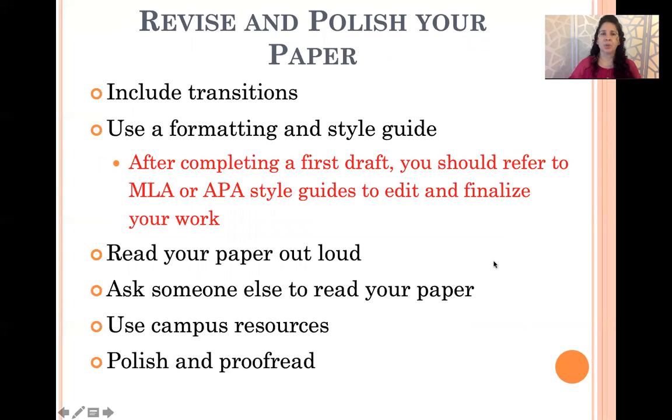All right, so we want to here revise and polish our paper. Include transitions. What is a transition? A transition is the way that you go from sometimes one topic or subheading to another. So I just finished talking about how devastating Alzheimer's disease can be. I talked about all the consequences of it. How do I transition into something positive? What words do I use, or sentence do I use as a transition sentence there? That's what we're talking about.